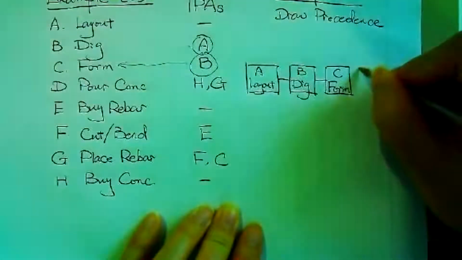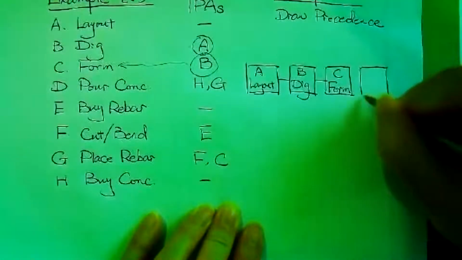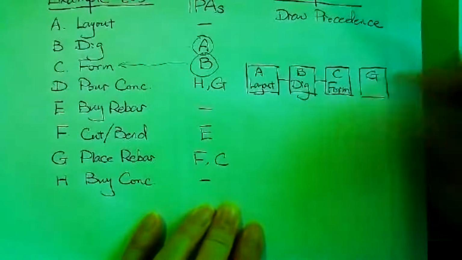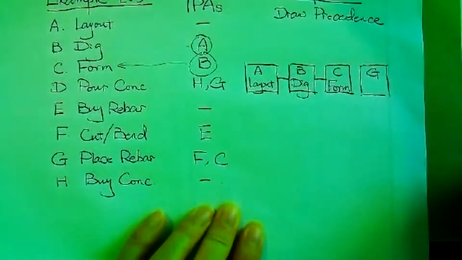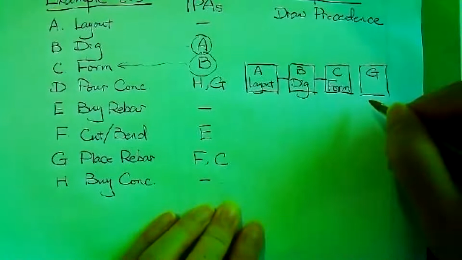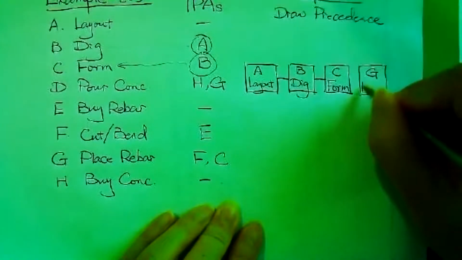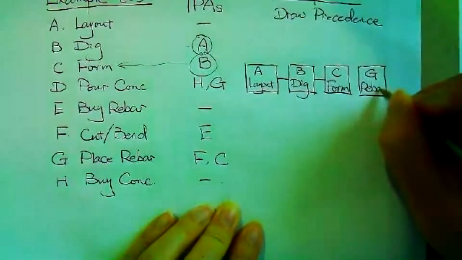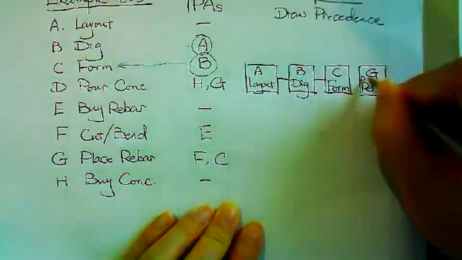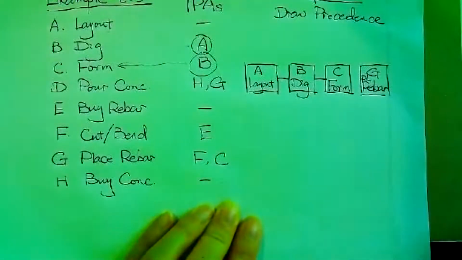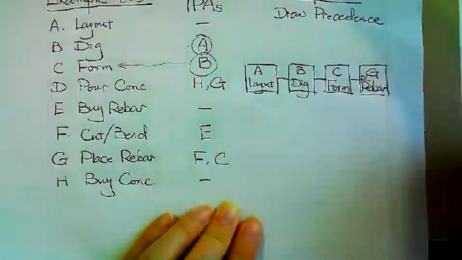Very good. Next one is G. Okay, this one is G. G is rebar. Place rebar. Okay, following that.